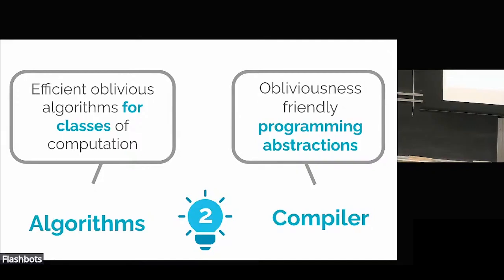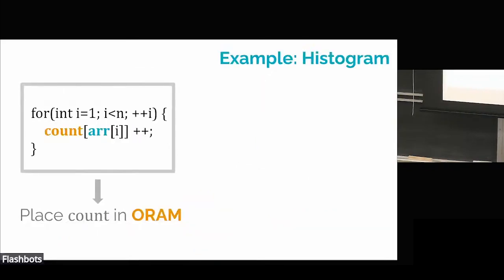And from the compiler's perspective, we want to be able to design programming abstractions. If the programmer writes the program in these abstractions, then the compiler can get some insights, some hints, during the compilation process, and avoid the usage of ORAM. Now this may be very abstract, but I can give you a concrete example. This is just trying to compute a histogram. It's a very simple program.